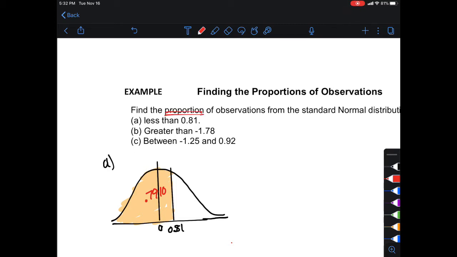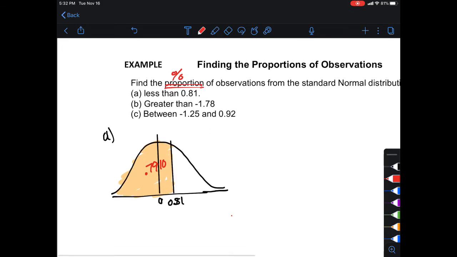So what proportion? This is a percentage. You could leave it as a decimal or a percentage. It's just going to depend on the question. You could also say 79.10%.